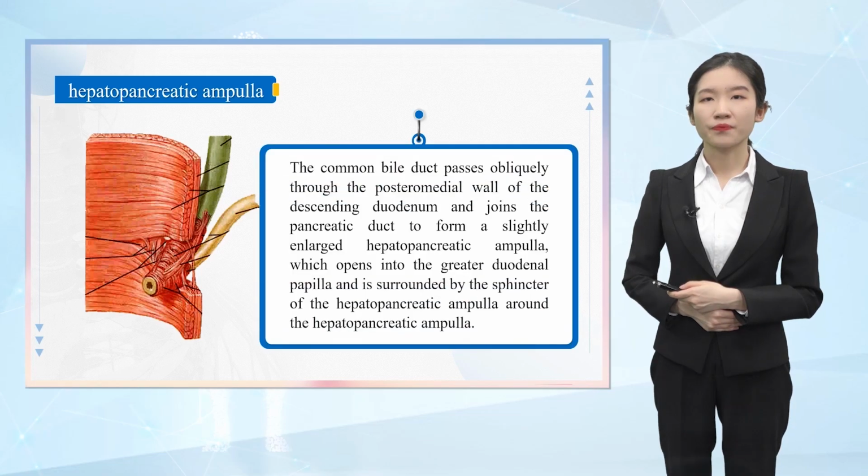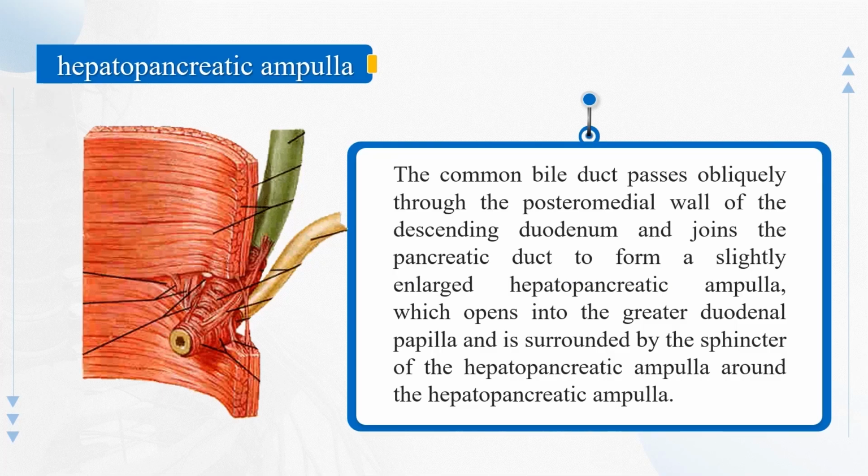Hepatopancreatic ampulla. The common bile duct passes obliquely through the posterior medial wall of the descending duodenum and joins the pancreatic duct to form a slightly enlarged hepatopancreatic ampulla, which opens into the greater duodenal papilla and is surrounded by the sphincter of the hepatopancreatic ampulla.